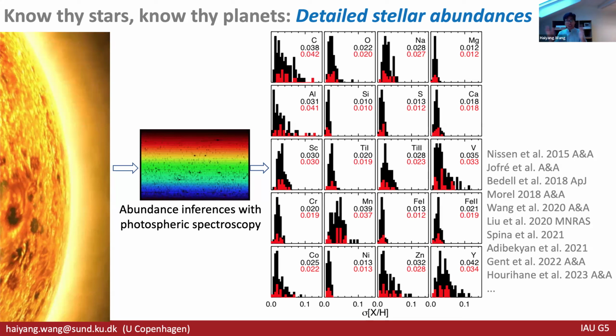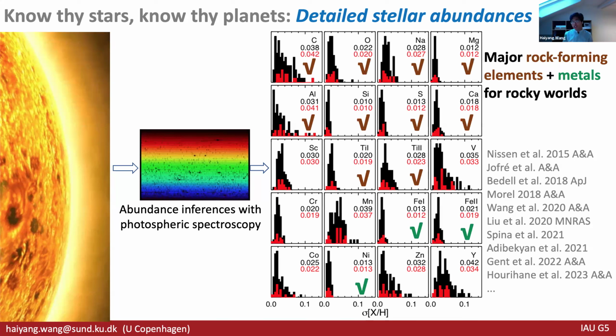And here I show the list of the elements that we can analyze, but of course it's not limited to this. But these are the elements that are most interesting to the characterization of rocky planets, as it contains both the rock-forming elements such as carbon, oxygen, magnesium, silicon, and also metals. Here I mean the real metals like iron and nickel.